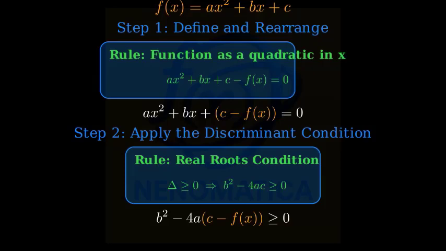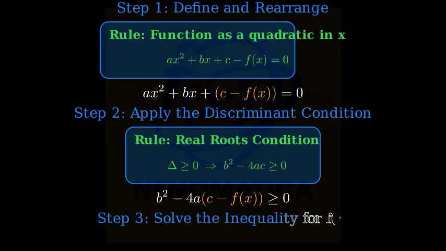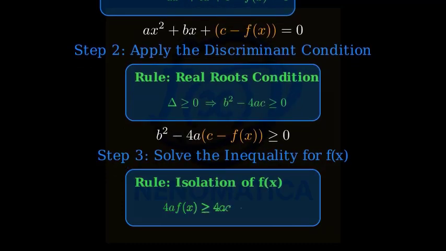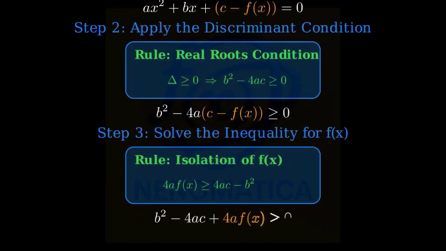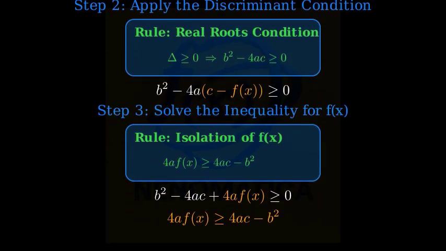In our rearranged equation, c becomes c minus f of x. So b squared minus 4a times the quantity c minus f of x is greater than or equal to 0. Step 3. Distribute and isolate the term with f of x. We get b squared minus 4ac plus 4a f of x is greater or equal to 0. Move constants to the other side to obtain 4a f of x greater or equal to 4ac minus b squared.